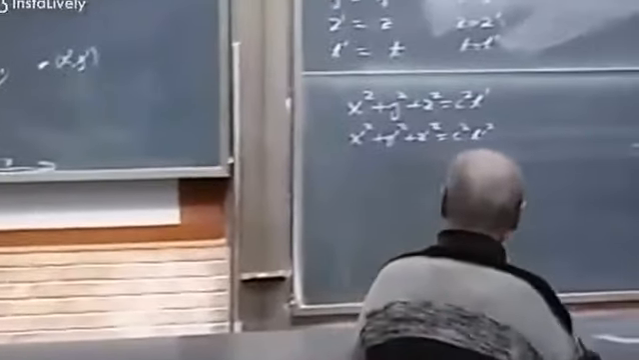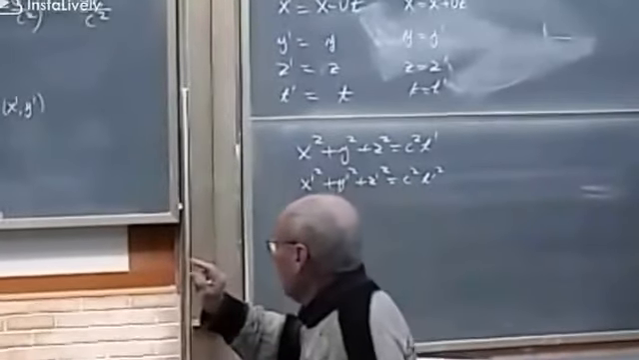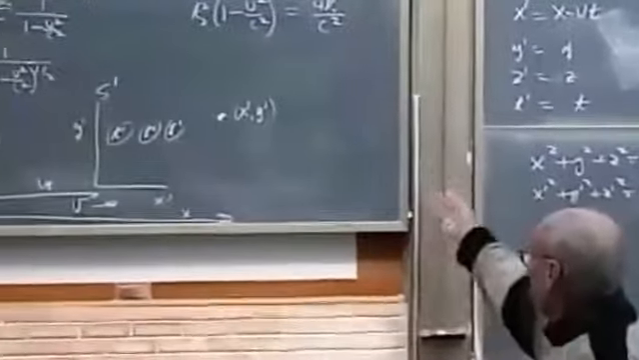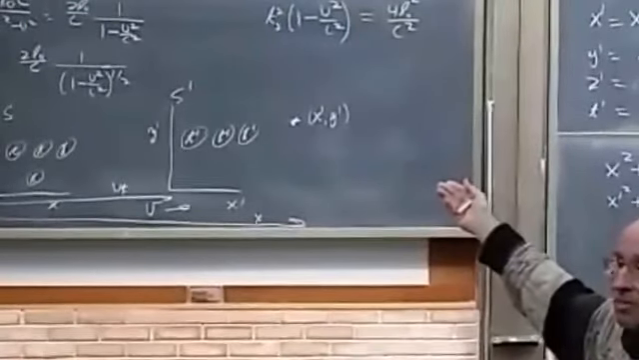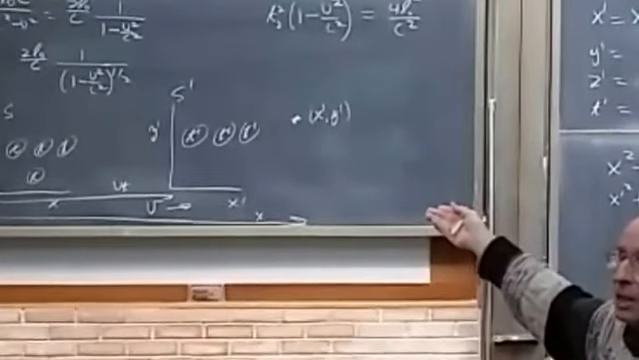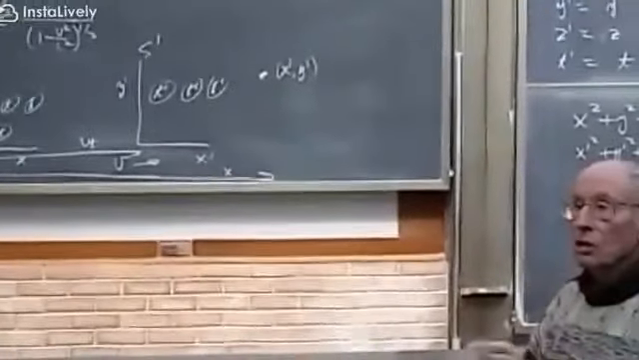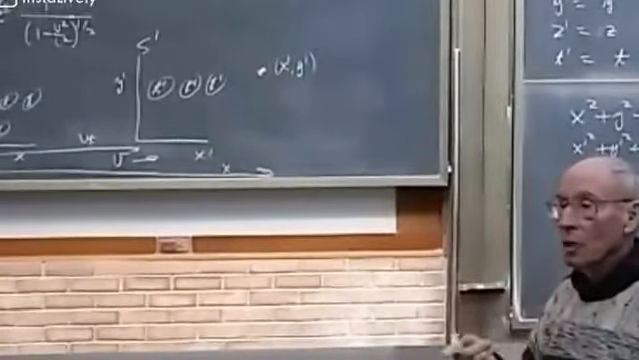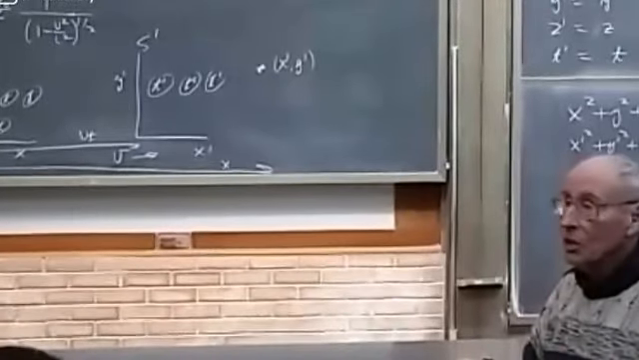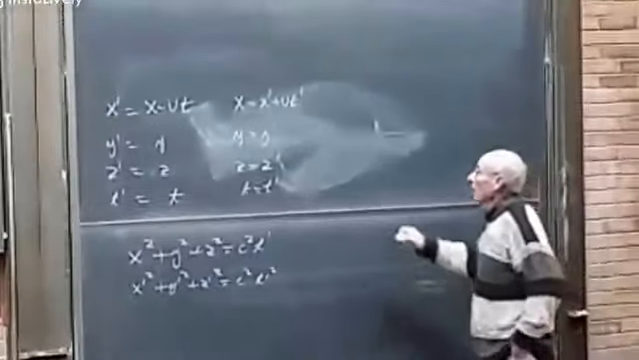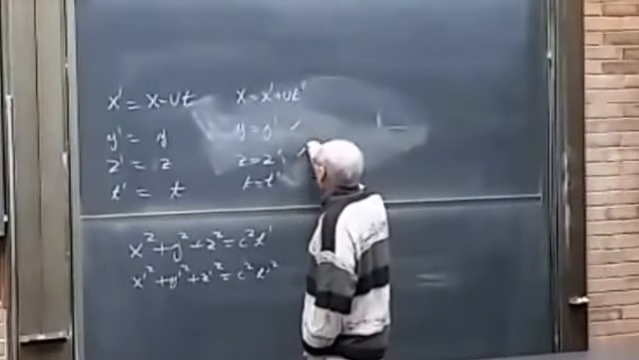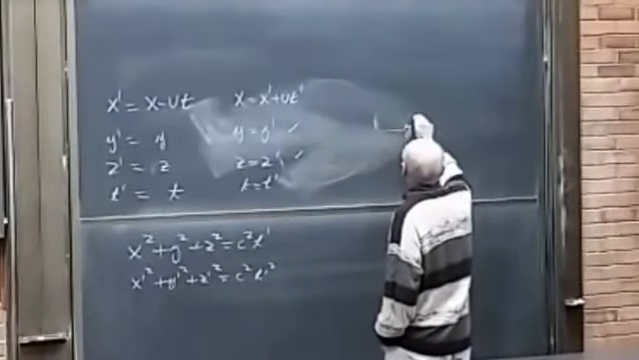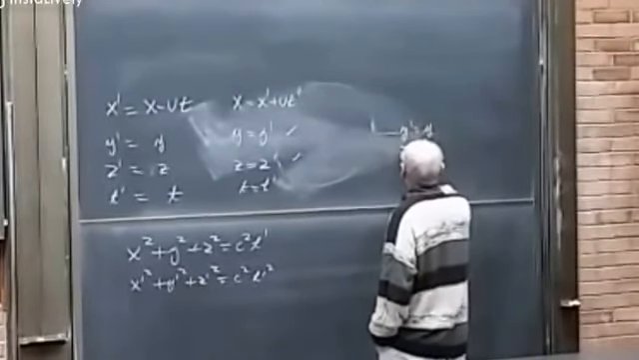All right? Well, nothing is happening in the y direction or the z direction. There's no motion that way, nothing is happening. So there's no reason to suppose there should be any difference between y and y prime and z and z prime, because nothing's occurring there. So we're going to guess that we can keep this one, and we can keep this one. So y prime is equal to y, z prime is equal to z.